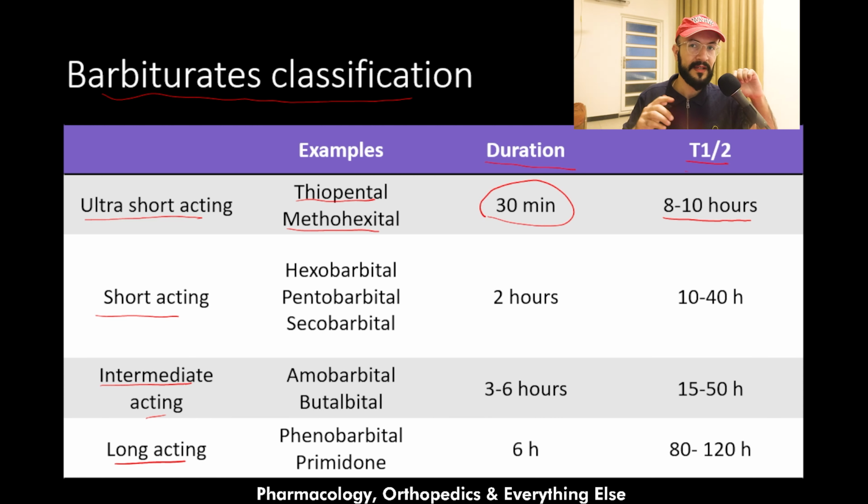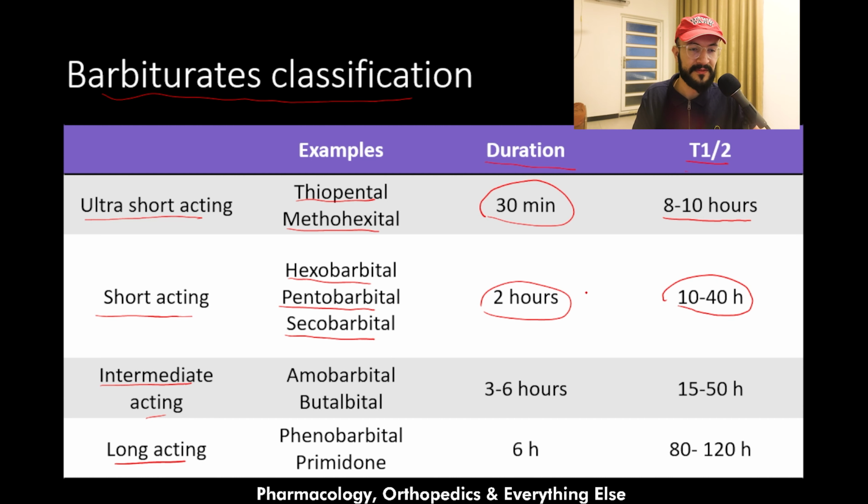So when you take them, first they go into your brain for 30 minutes, and then they redistribute into the fat and muscle, and they stay there for 8 to 10 hours. And that is why they have a T-half of 8 to 10 hours. Now the other class is the short acting. Examples for them are hexobarbital, pentobarbital, and secobarbital. Those have a duration of action of 2 hours and a T-half of 10 to 40 hours.